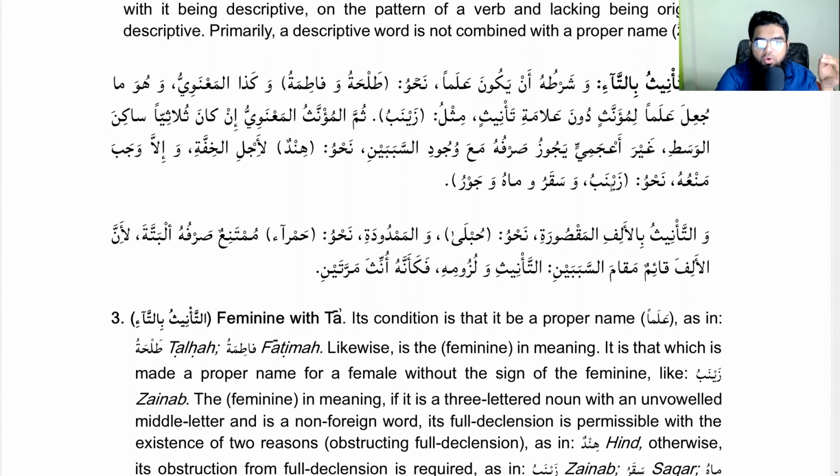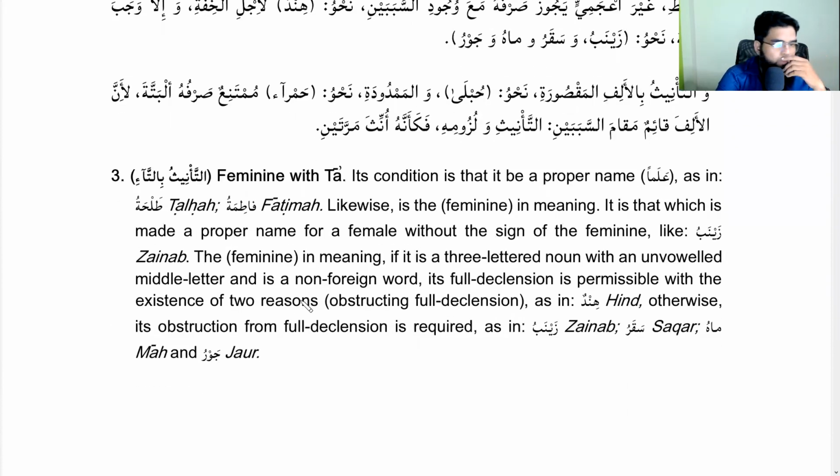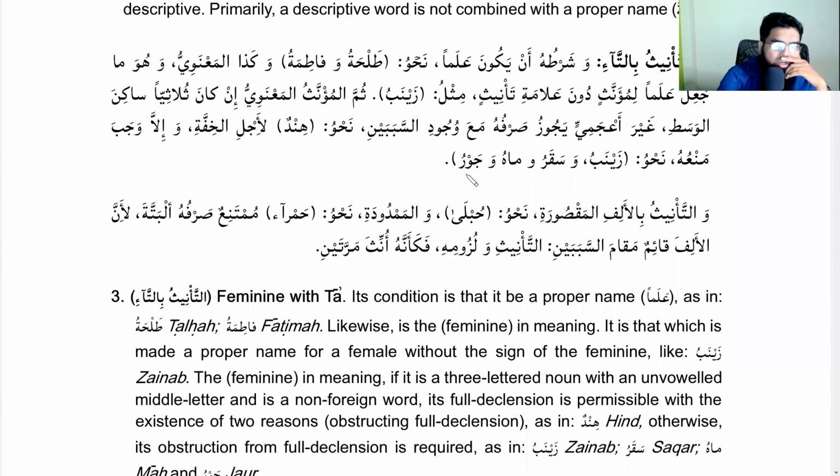Nahwu Zainab. See, not three letters. Saqar. See, Saqar is the name of a girl. So why is it not munsarif? Okay, three letters, Arabic, but the middle letter should have a sukun. Ma'u, and the same name, Ma'u, Saqar, Ma. And Jawr. Now, you might ask, why is Jawr, whose middle letter has a sukun, not munsarif? Well, Jawr is something which is not Arabic, I guess. Is not Arabic.